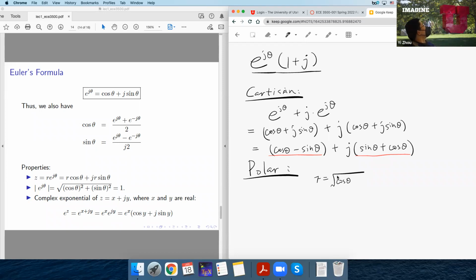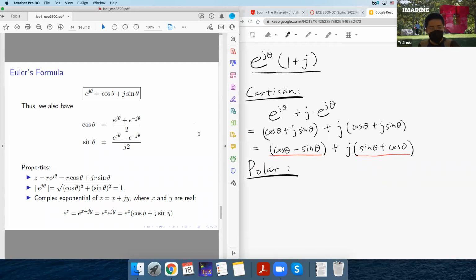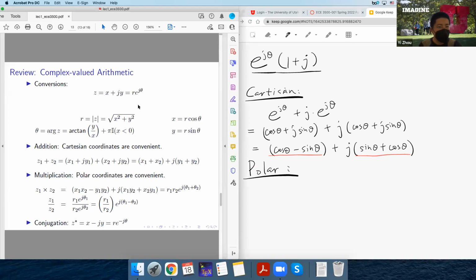So to get the magnitude, you square the real part, you square the imaginary part. Did you get that from the Cartesian part? Yes. Okay, that is definitely one option. So once we have this Cartesian form, we can leverage these two transformations to calculate the magnitude and theta for the polar form.